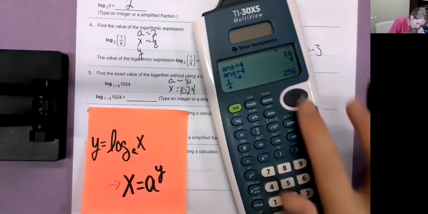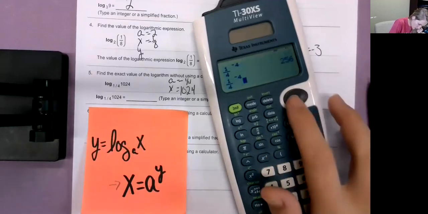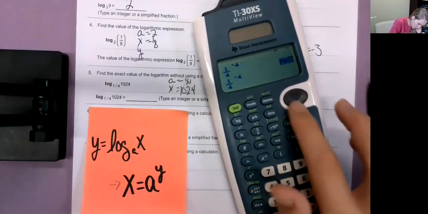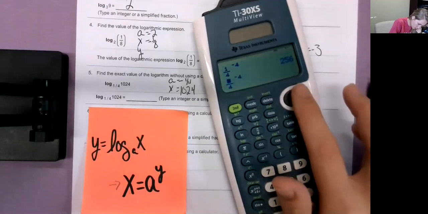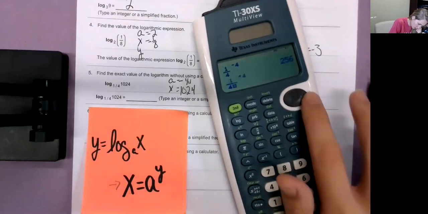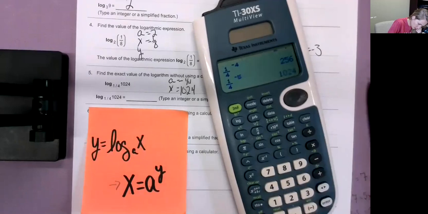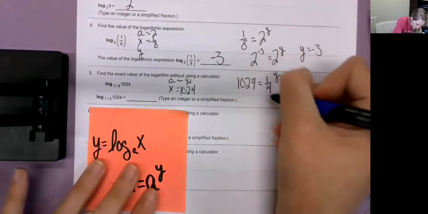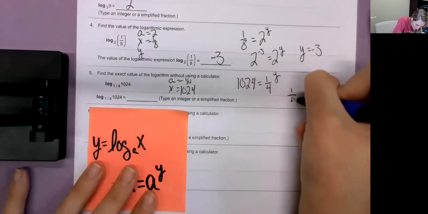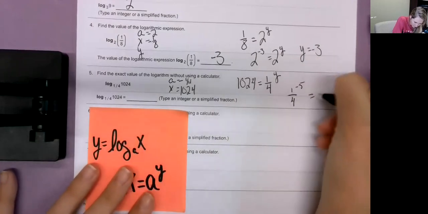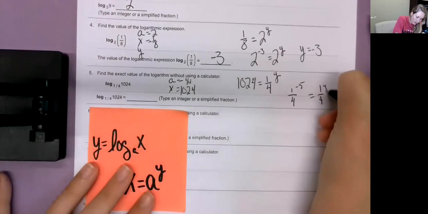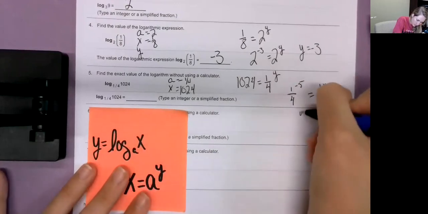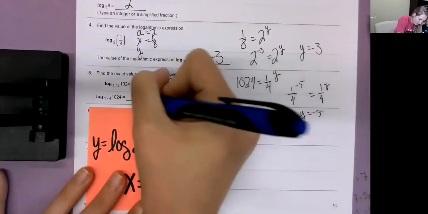So let's try. If we divided by 4 again, can I get to it? Negative 5. So we're going to write 1/4 to the negative 5th power equals 1/4 to the y. The bases are the same, so y equals negative 5.